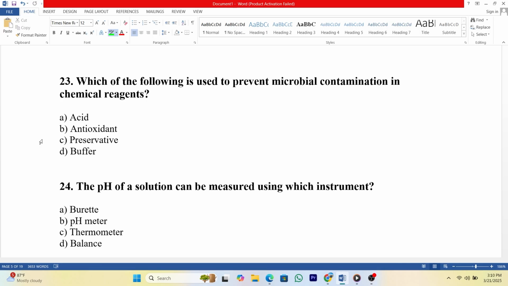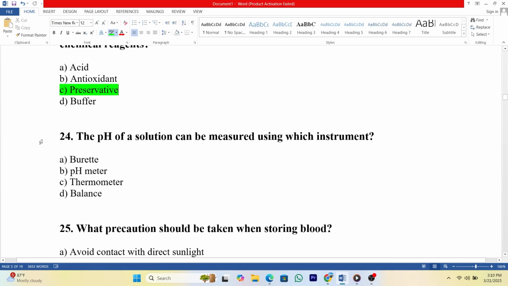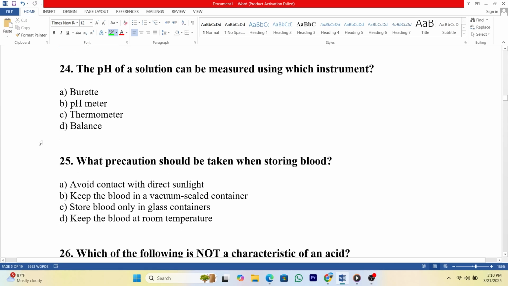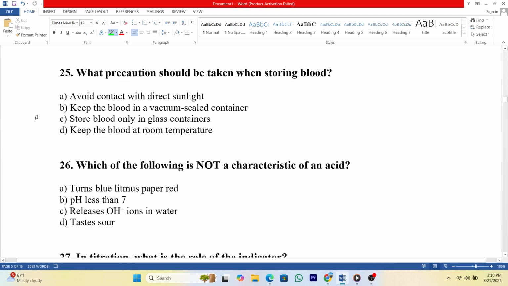Answer, C. Preservative. 24. The pH of a solution can be measured using which instrument? A. Burette. B. pH meter. C. Thermometer. D. Balance. Answer, B. pH meter.